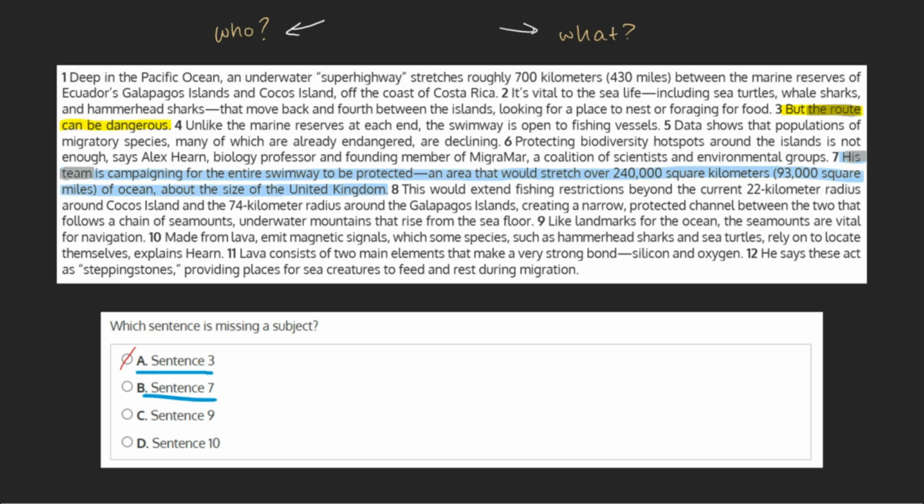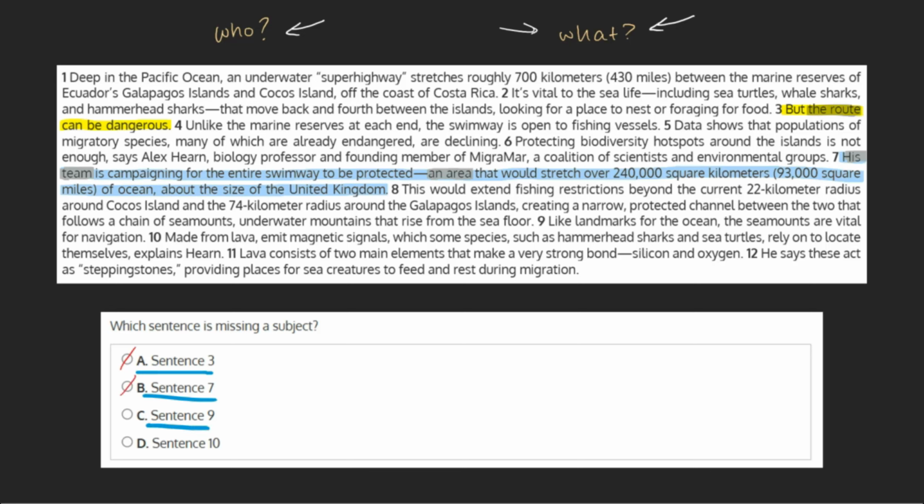And following the rest of the sentence, we ask again what. What would stretch over 240,000 square kilometers of ocean? Again, the sentence tells us an area. As all the subjects in this sentence are accounted for, this choice can be marked off.